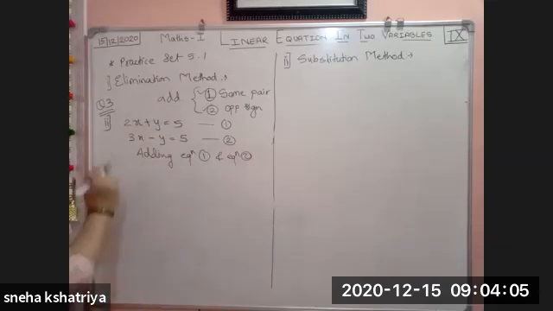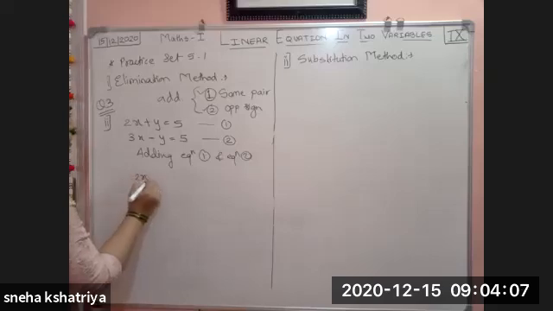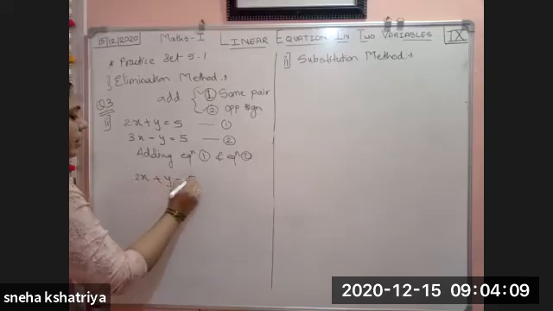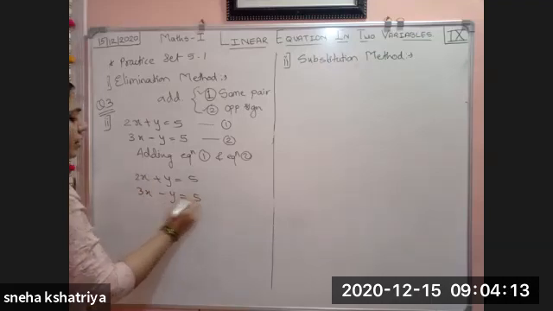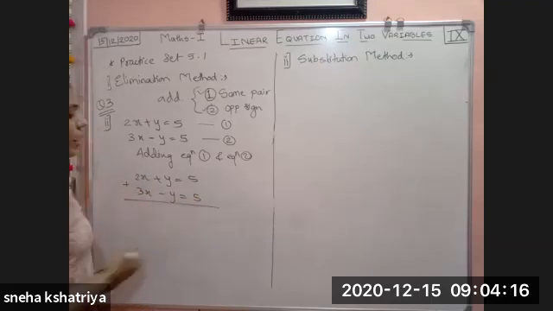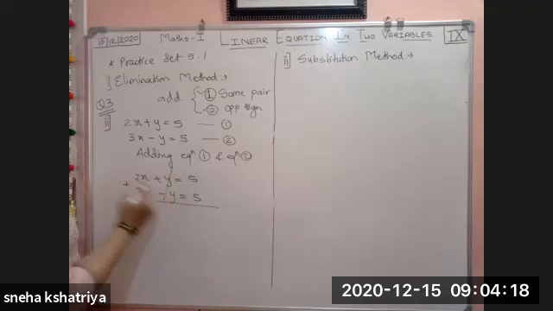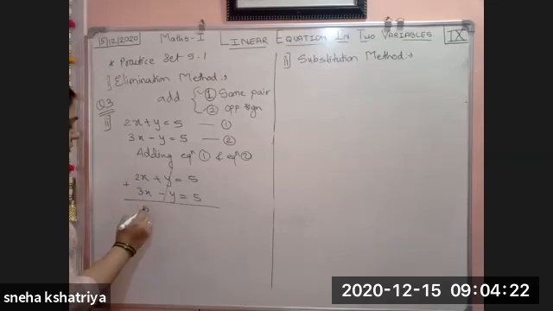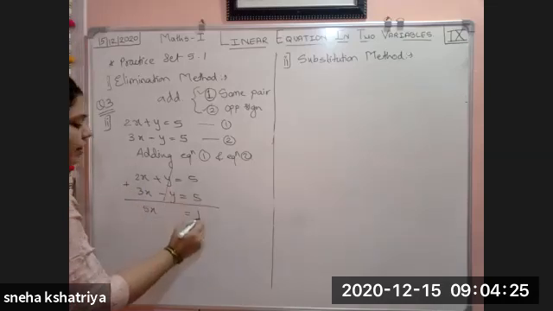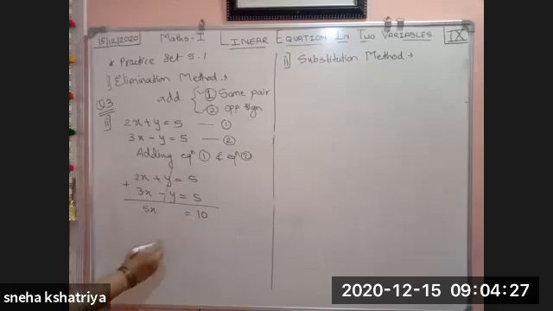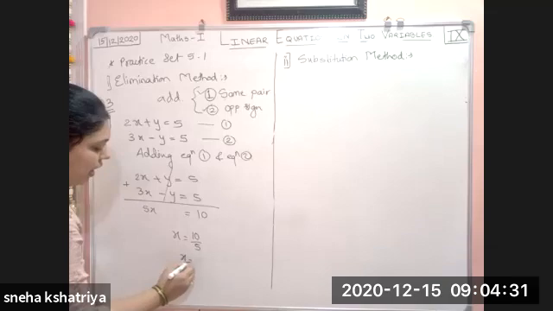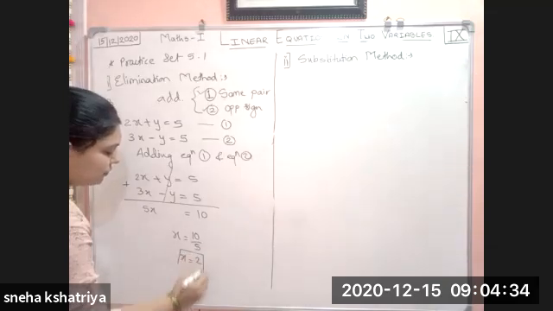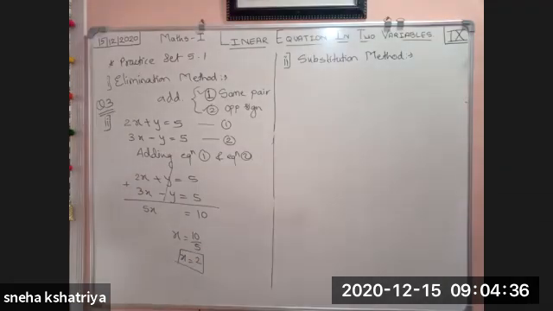After that you have to write both the equations again. That is 2x plus y is equal to 5, 3x minus y is equal to 5. Add them. See here, plus and minus, after adding they get cancelled. 2x plus 3x becomes 5x, which is equal to 5 plus 5, how much? 10. So we get x is equal to 10 divided by 5. The value of x we get as 2.